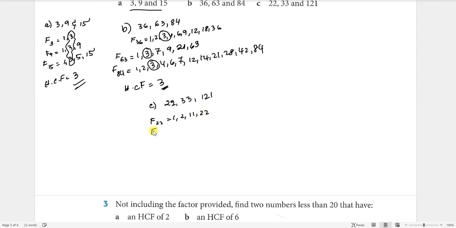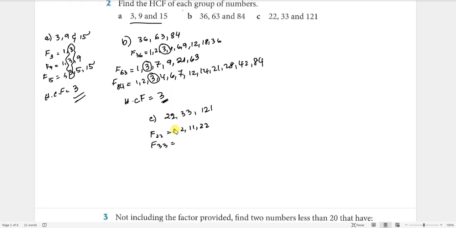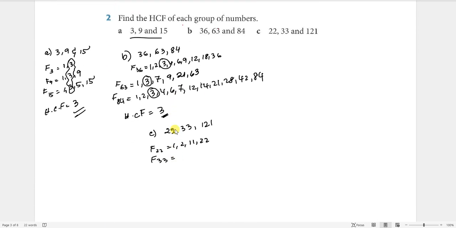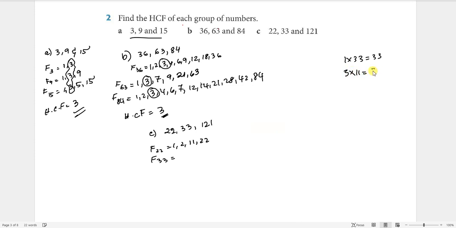We have factors of 33. 1 times 33 is equal to 33. 33 divided by 3, we have 3 times 11. 3 times 11 is equal to 33. That's it. So we have 1, 3, 11, and 33.